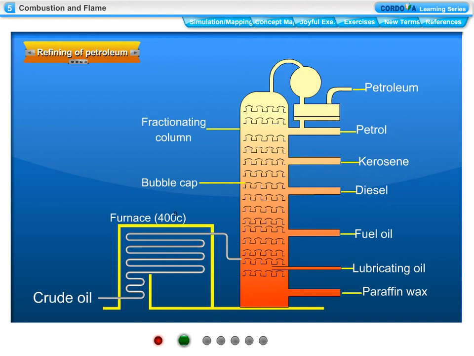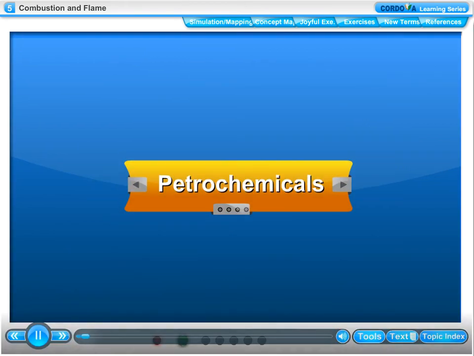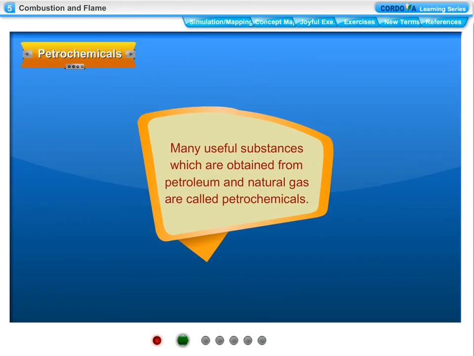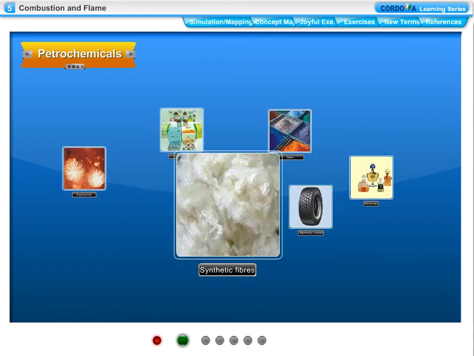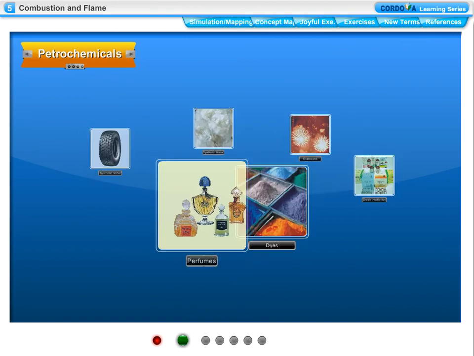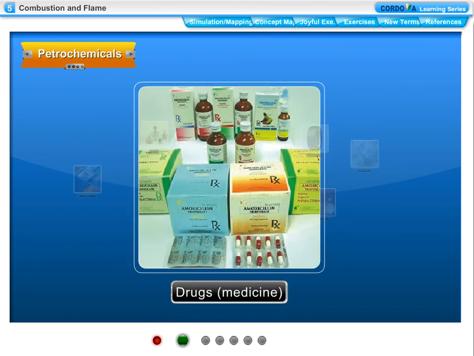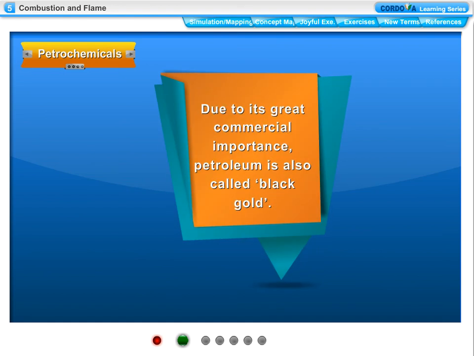The process of separating the various constituents of useful fractions of petroleum is known as refining of petroleum. Petrochemicals. Many useful substances which are obtained from petroleum and natural gas are called petrochemicals. Synthetic fibers, synthetic rubber, perfumes, dyes, drugs, medicines, explosives. Due to its great commercial importance, petroleum is also called black gold.